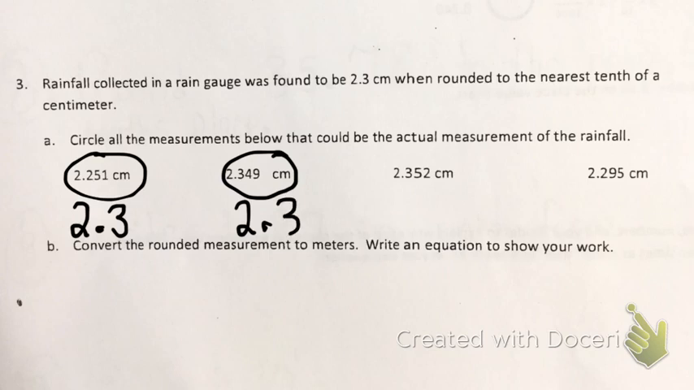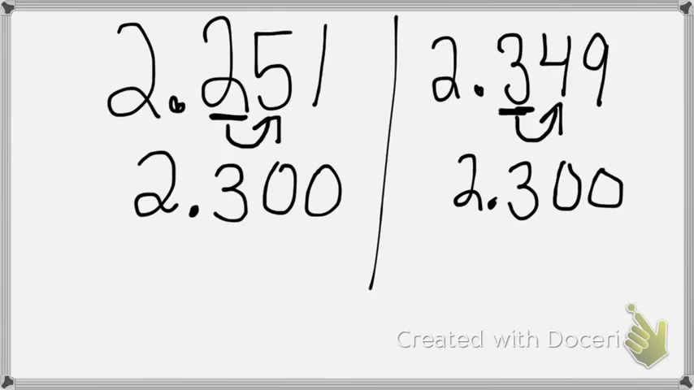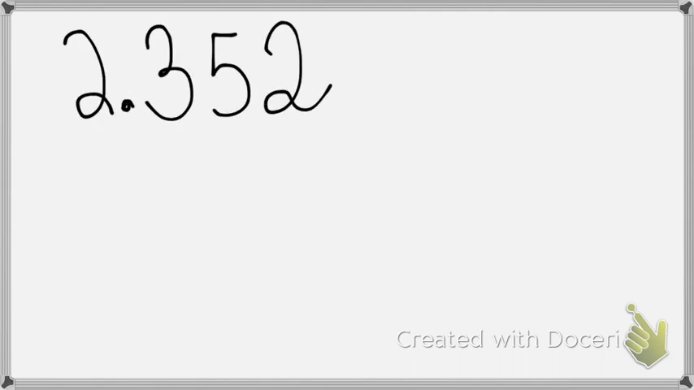You're probably saying, well, Mr. Davis, what about those zeros to the right of it? As long as that's the last digit, you don't have to put those zeros. All right? The next one, 2 and 352 thousandths. Which digit is in the tenths place? The 3. So I'm going to underline it and draw an arrow to the 5.